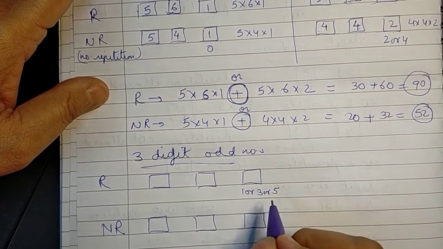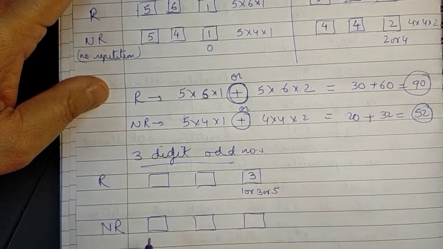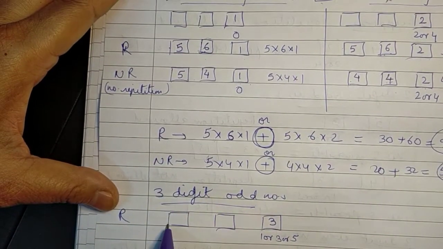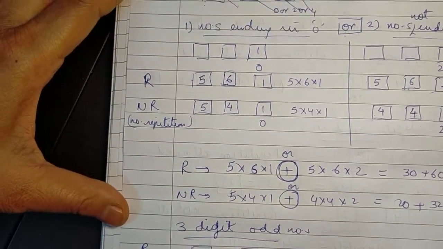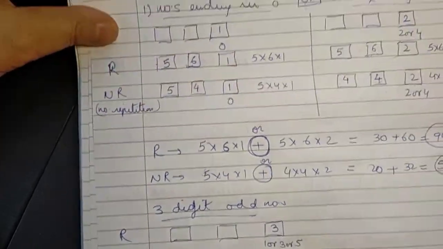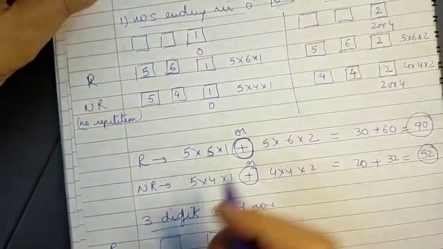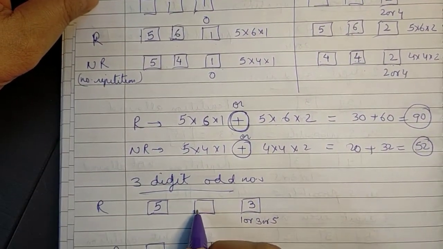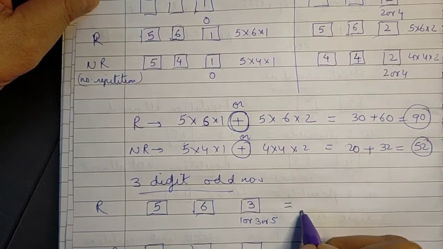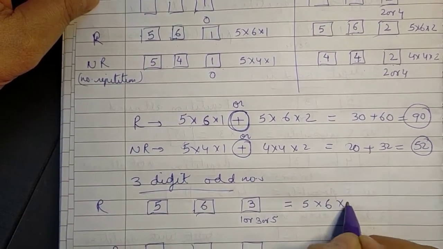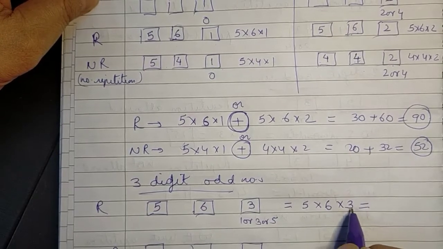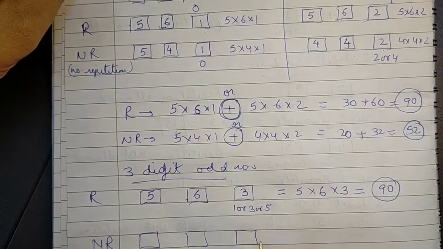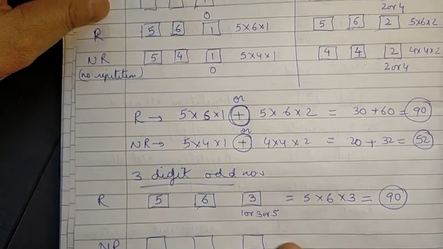So the total number of options available would be 3. Since repetition is allowed, all these are allowed to fill up the first place, but of course 0 cannot be there, so instead of 6 we will have 5 options. All 6 are available in the middle place, and so the total numbers possible is 5 into 6 into 3, which is 30 into 3, which is 90.